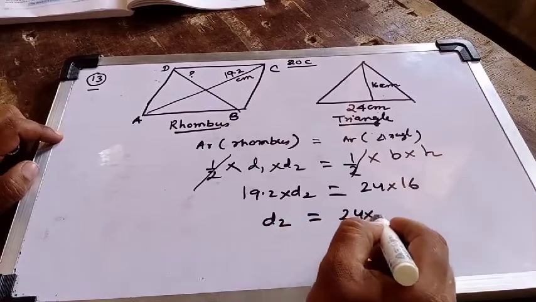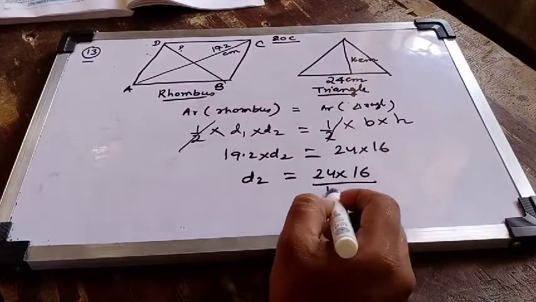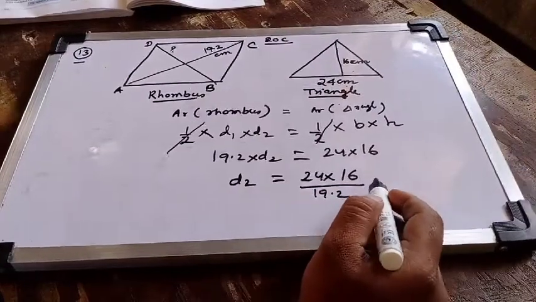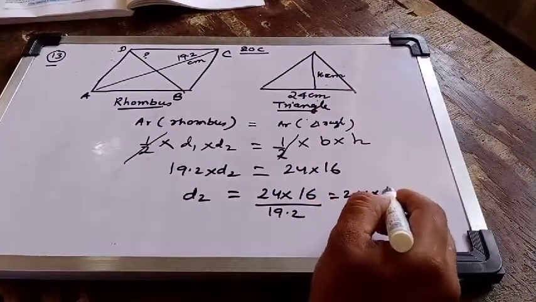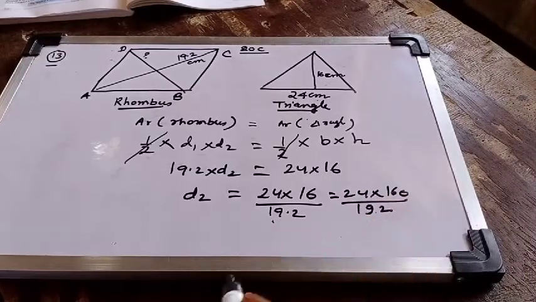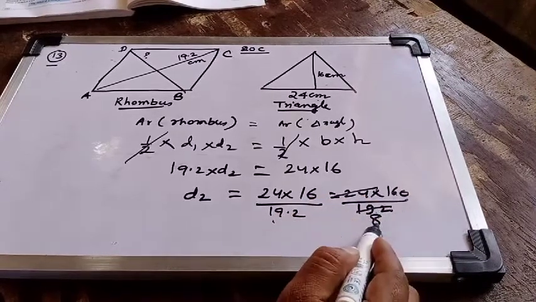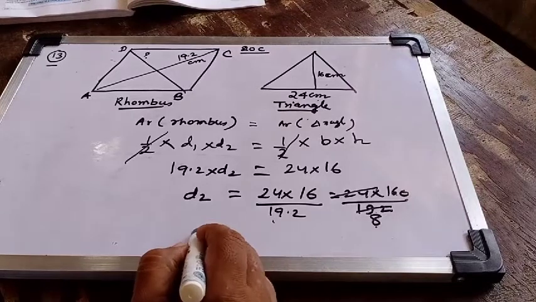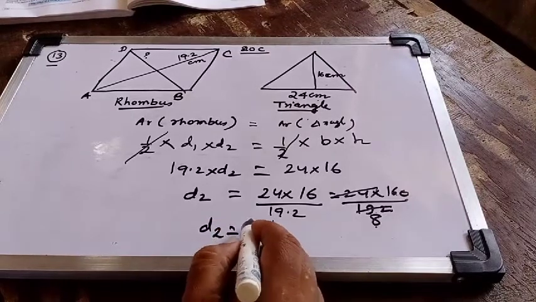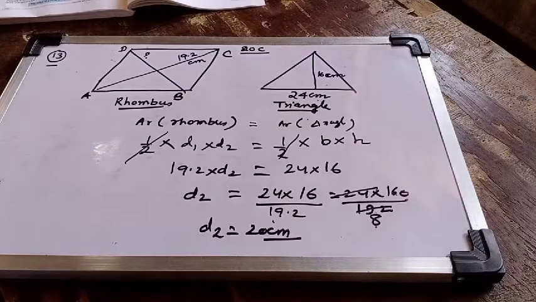This 24 into 16 will be divided by 19.2. So what will we do? Write 24 into 160, because we will remove the decimal here, over 192. This will cancel 8 times, and 160 will be divided by 8, 20 times. So diagonal number 2 will be how much? 20. This will be your answer for question number 13.